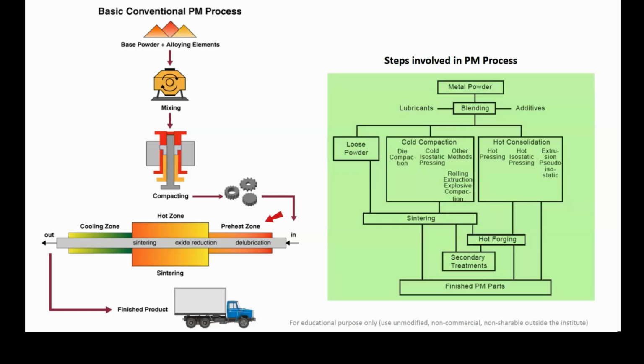The first zone is called the preheated zone, the second zone is called the hot zone, and the third zone is called the cooling zone. After this sintering process, you can achieve almost 95% of the theoretical density, but still 5% of the porosity is left, and you cannot say that your product is 100% dense as compared to the bulk material. Then after this, certain secondary treatments or secondary operations are required, which further improve the quality of your product.